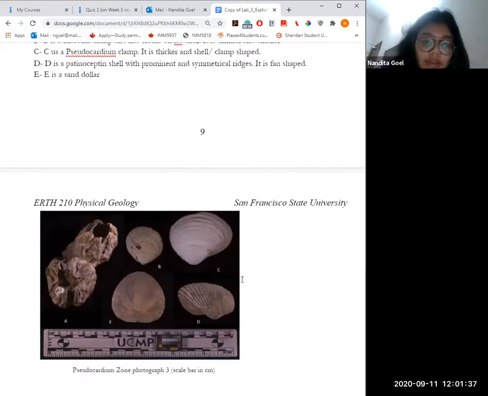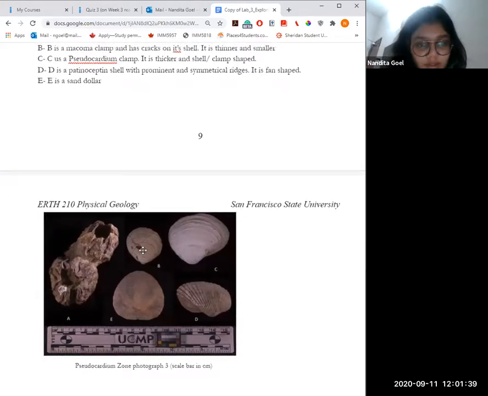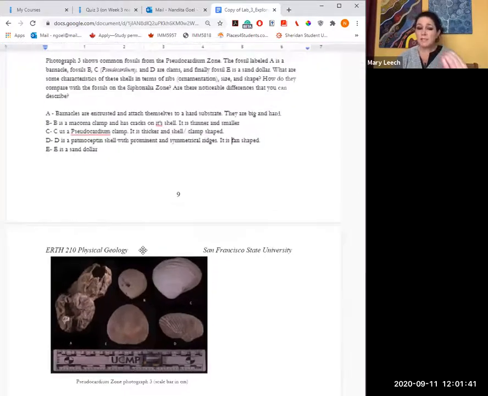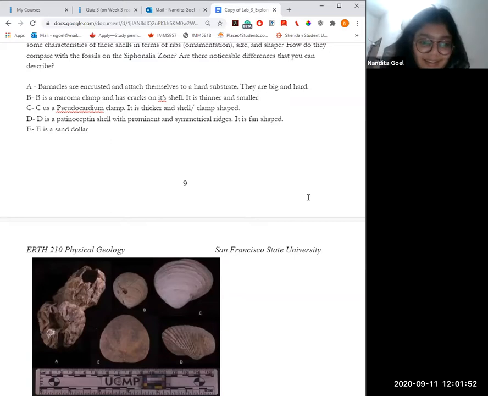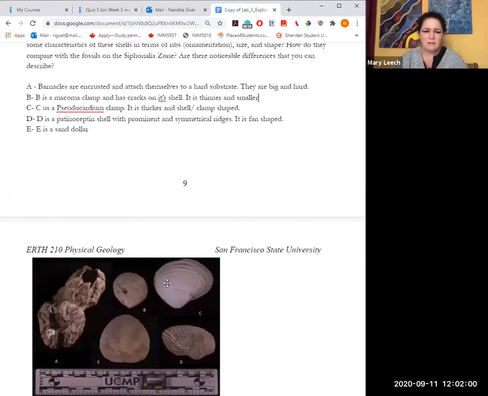Okay, the ridges. I get that. But when you're trying to identify what it is, use the symmetry as one of those characteristics. Because otherwise, B and C both kind of look like clams. I think C is thicker than B. Yeah.